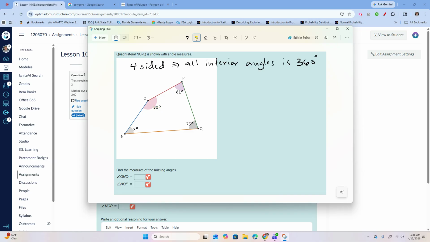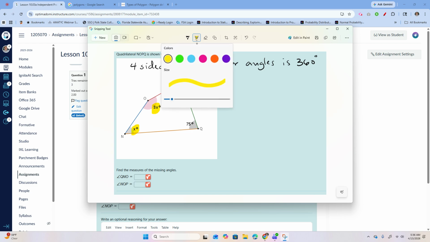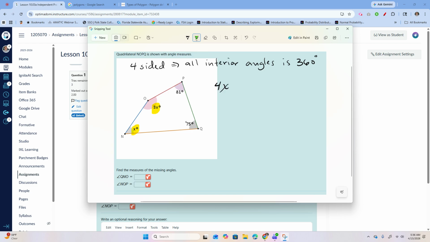But how do you add those angles? Well, first you add the x's with the x's. So what is 1x plus 3x? Oh, that will make 4x. And then you're going to add the numbers with the numbers. So the 81 with the 75, and that will be 156.